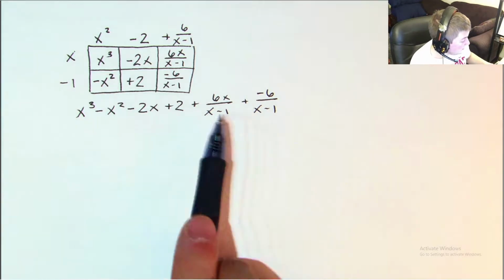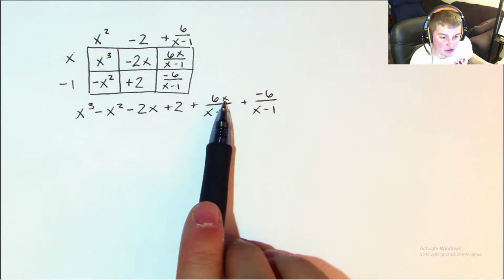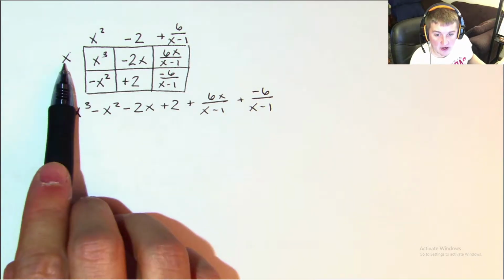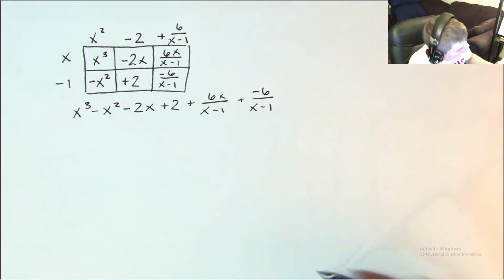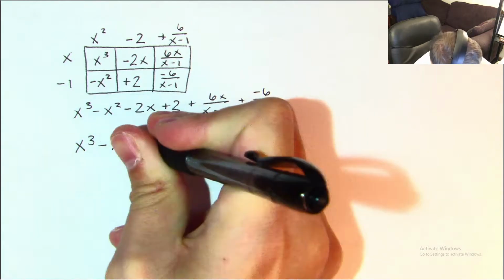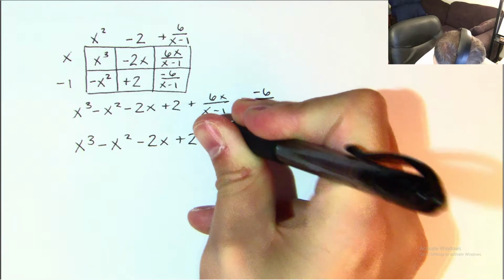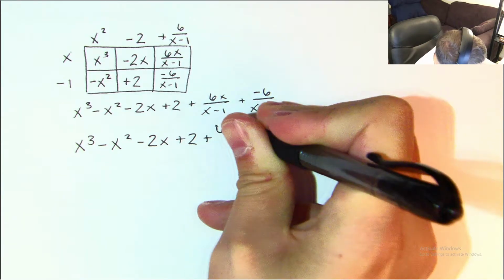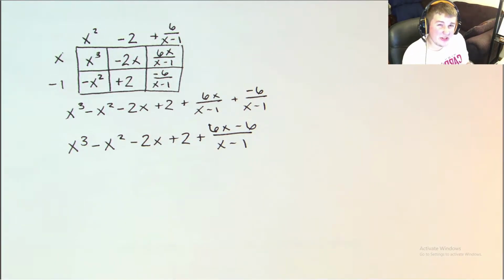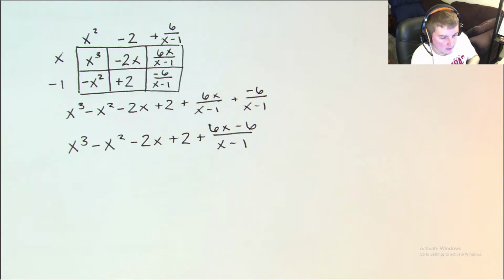Well, these are like fractions. Okay, and so what we can do is they have like terms of over x minus 1. They have common denominators, so I can actually just condense them together. Okay, so then this is going to be plus 6x minus 6 over x minus 1. Okay, and we'll deal with this in, I believe it's chapter 7, possibly chapter 6 more.